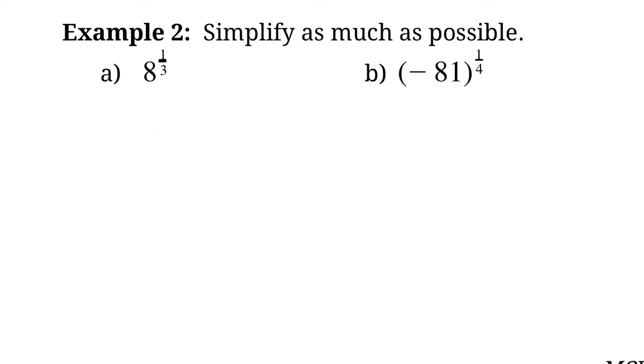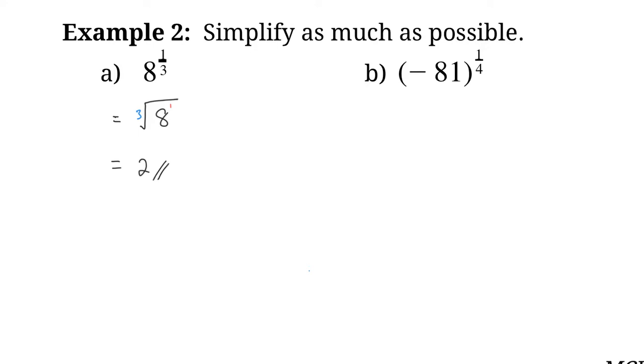In this next example, we're going to simplify all of these expressions. So we have 8 to the power of 1 over 3, and we can rewrite that as a radical. So our denominator tells us what type of root this is. So this would be the third root of 8. And in our numerator, that would be the exponent on 8. So this is really just 8 to the power of 1. We don't necessarily need to write that 1. And we know that the third root of 8 is just equal to 2.